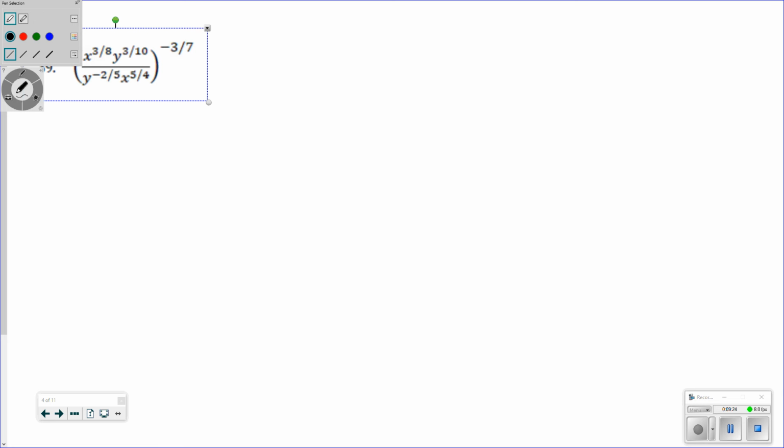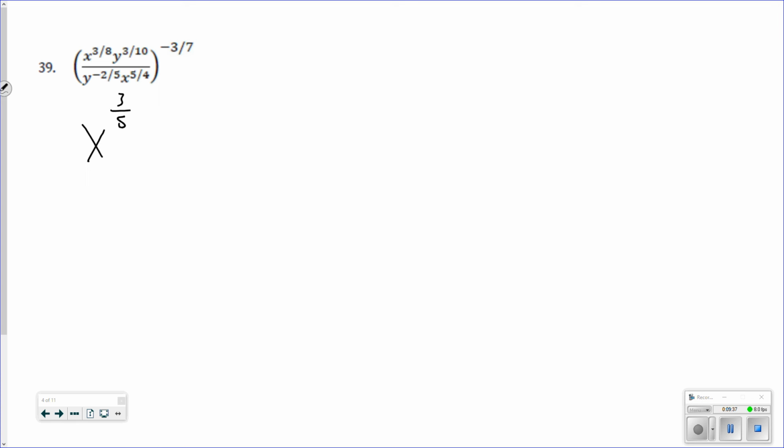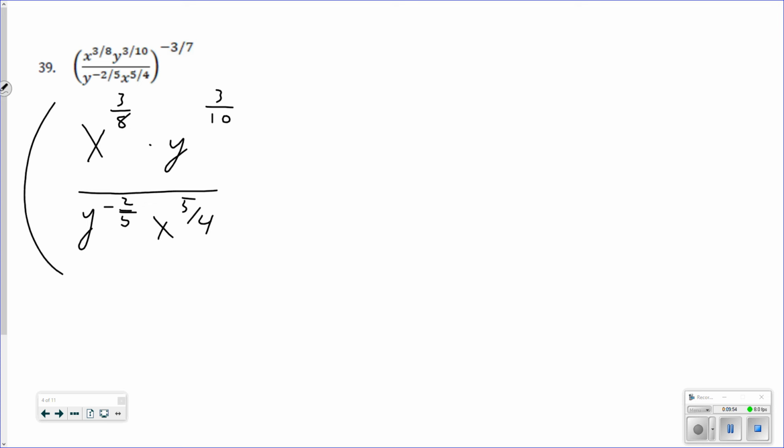All right, number 39. So what I'll do here is simplify what's happening inside the parentheses first, and then work with the exponents. So I have x to the 3 over 8 times y to the 3 over 10, over y to the negative 2 over 5 times x to the 5 over 4, all raised to the negative 3 over 7. So what I would do is combine the x's and y's inside the parentheses first.